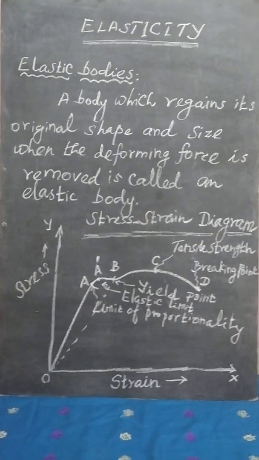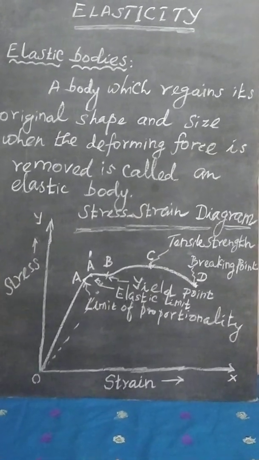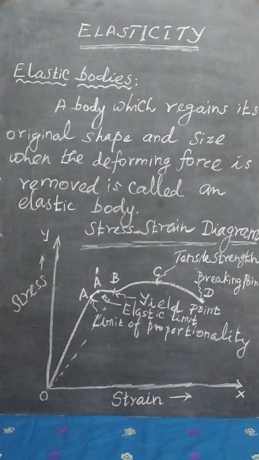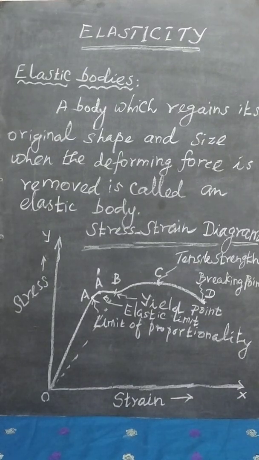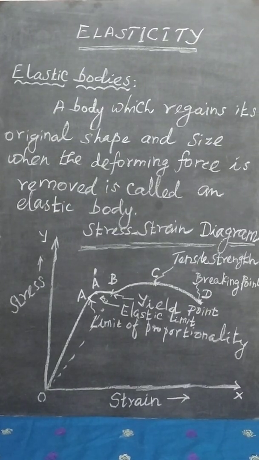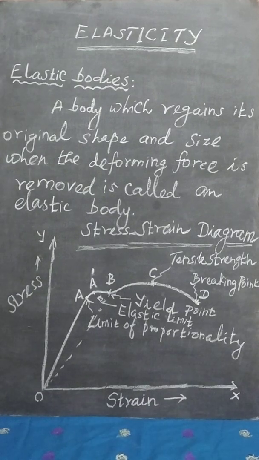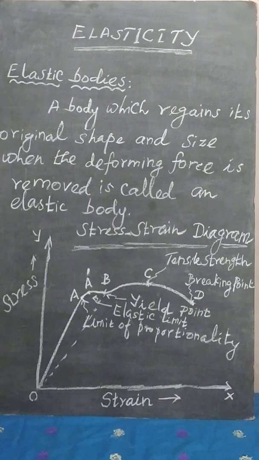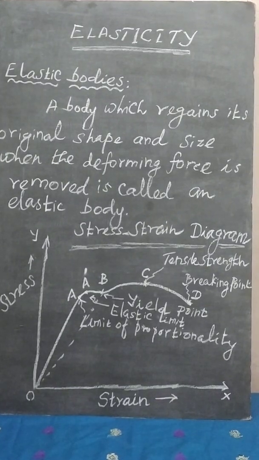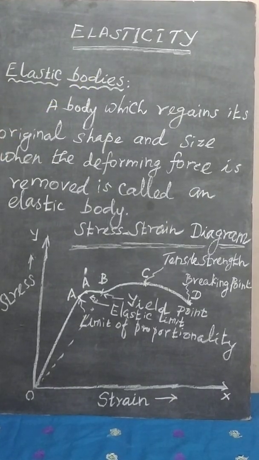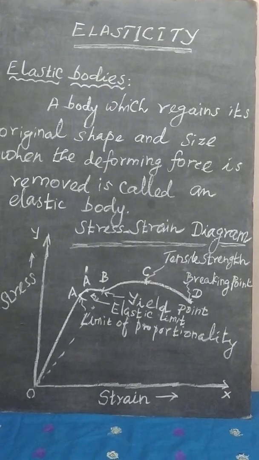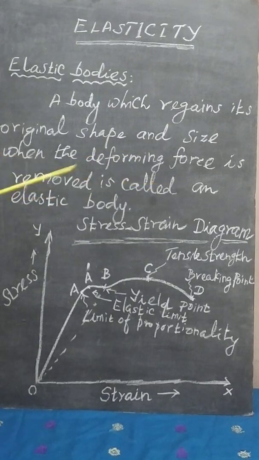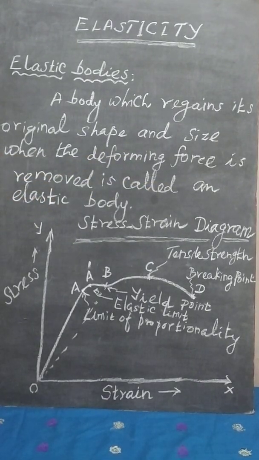This is not common for all materials. Only a few materials have the ability to regain their original shape or size. Those materials are called elastic materials, and this property is called elasticity. Now let us see the actual definition for elastic bodies. What are elastic bodies? A body which regains its original shape and size when the deforming force is removed is called an elastic body.